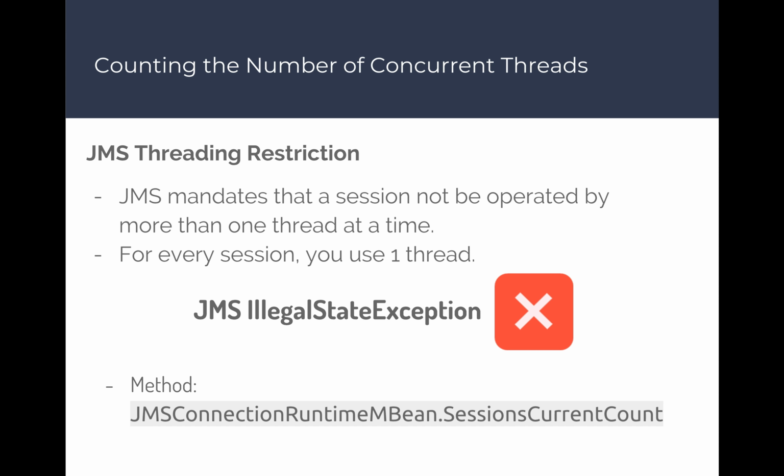So in JMS, there are these threading restrictions where JMS mandates that a session not be operated by more than one thread at a time. So what it simply means is that for every session, you need to use one thread and one thread only. If you refuse to follow this, you'll get a JMS illegal state exception. So how to find out the number of concurrent threads is by counting the number of concurrent sessions that you currently have. You can use the method JMSConnectionRuntimeMBean.sessionsCurrentCount. This way you'll find the current count of the sessions.